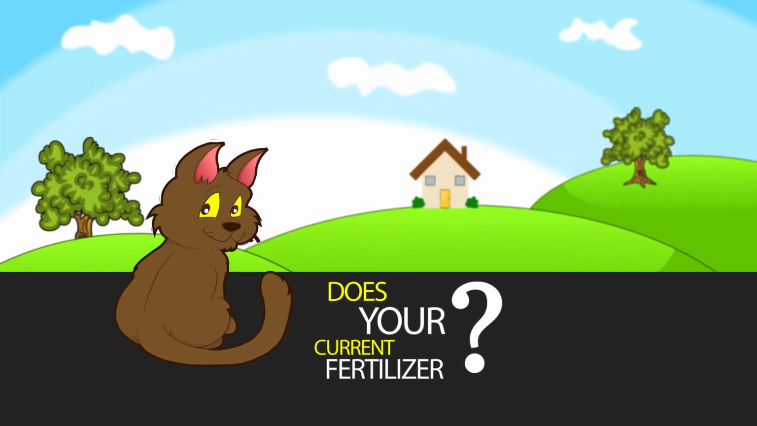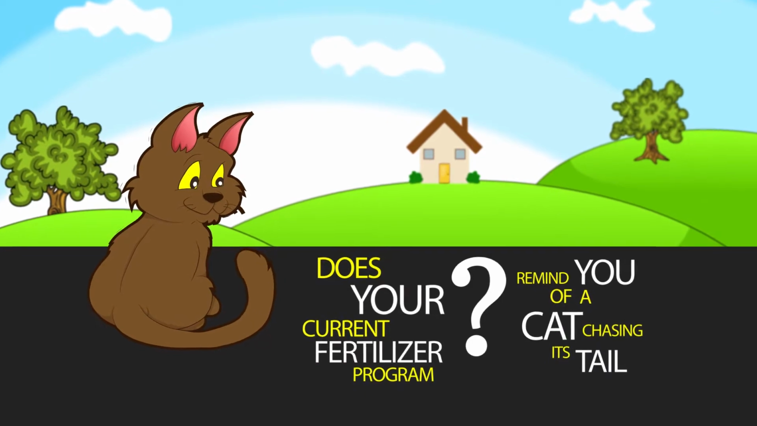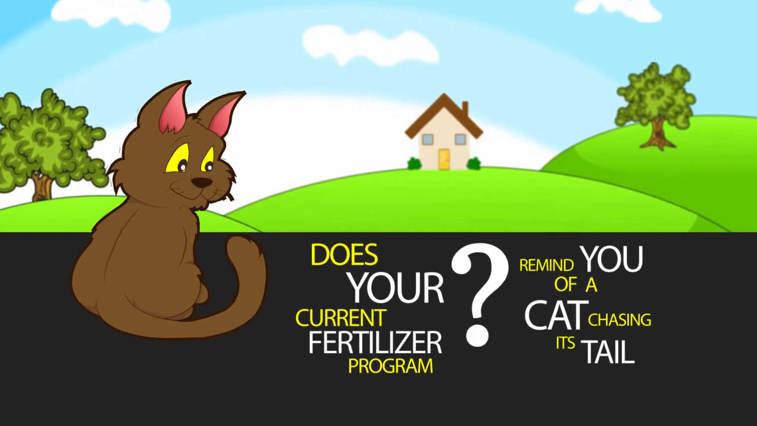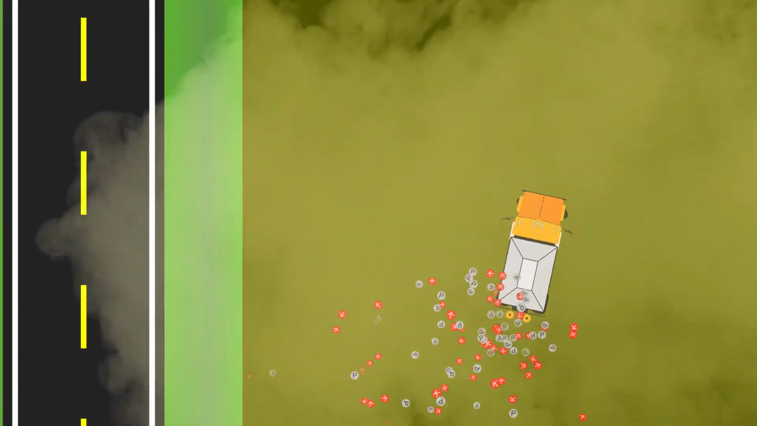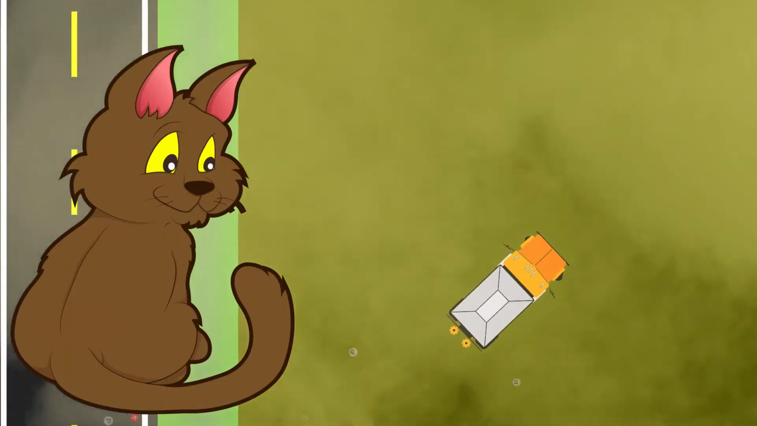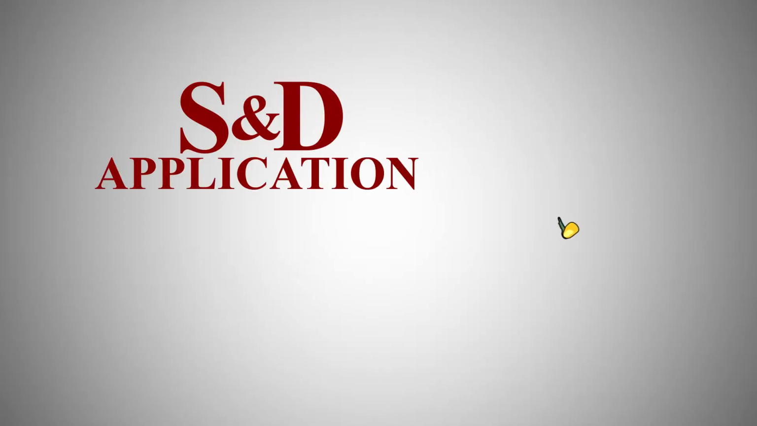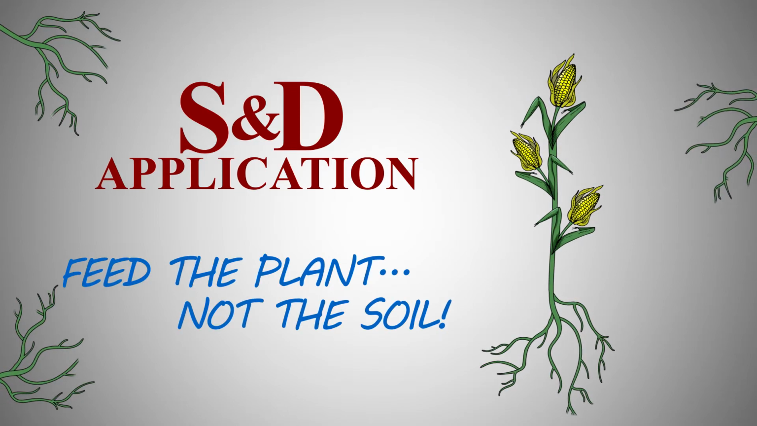Does your current fertilizer program remind you of a cat chasing its tail? Have you wondered, like many others, after applying VRT fertilizer for 10 to 20 years, will this ever make you money or balance your soil tests? S&D application offers a simpler and more practical concept. Feed the plant, not the soil.